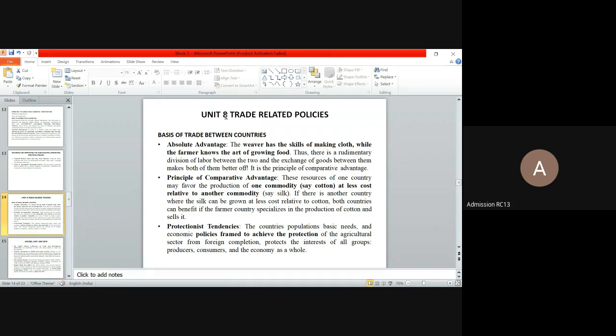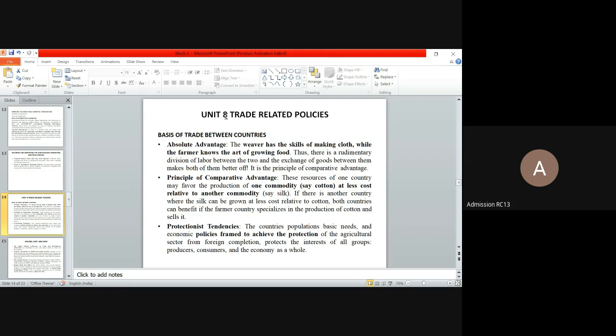What is absolute advantage? Whenever you feel that one country is very good in producing one particular product and the other country is very good in the other thing. Here I have given an example. The weaver has the skill of making cloth, while the farmer knows the art of growing food. In this case, what happens? The weaver has more skill in making cloth, so he will produce more cloth. And the farmer has more skill in growing food, so he will produce more food. And these people will exchange and they will clear their own demand. So this is called absolute advantage.